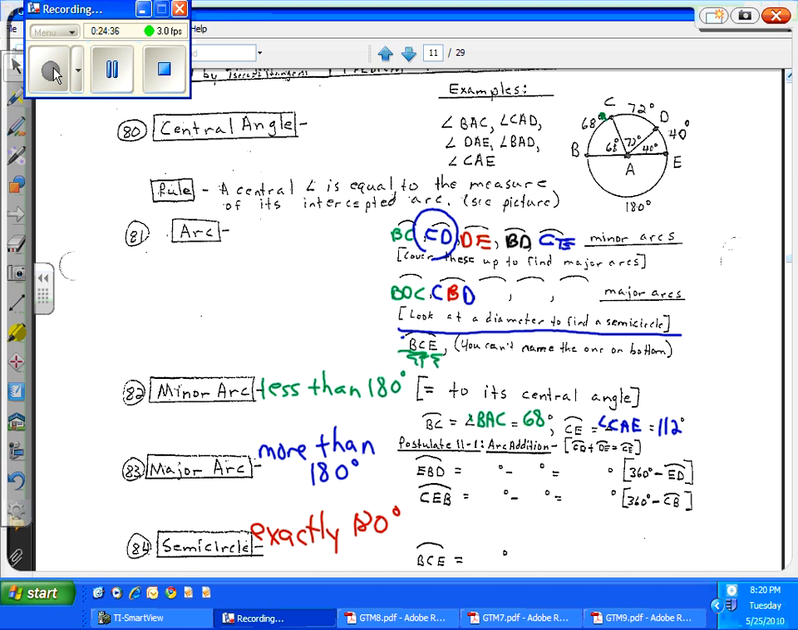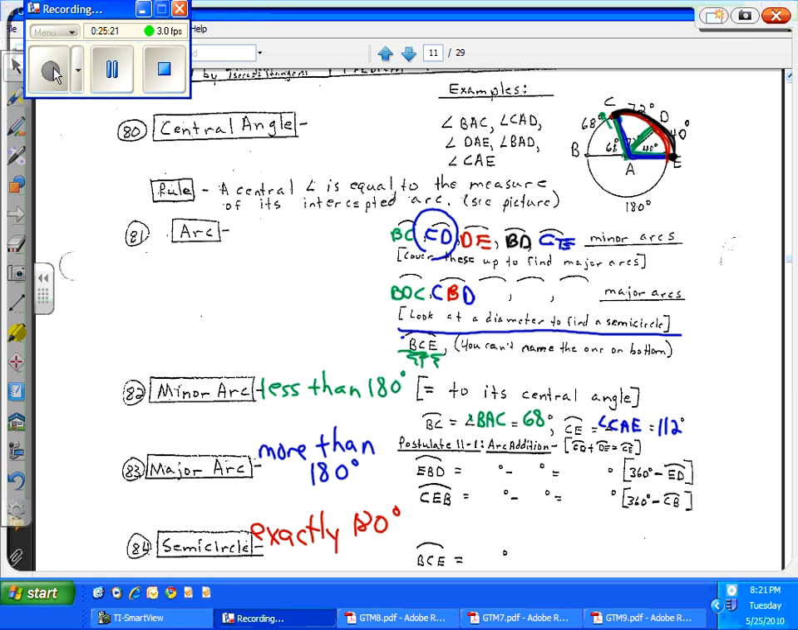Angle addition would say that angle CAD plus angle DAE is equal to the whole big angle, angle CAE, angle addition. Well, arc addition would say that arc CD plus arc DE is equal to that whole big arc CE, arc addition. So we have segment addition, angle addition, and arc addition now. Okay? Postulate 11.1, arc addition.